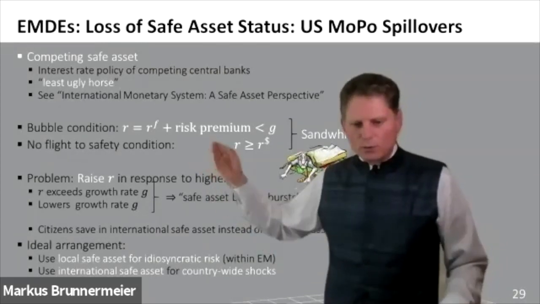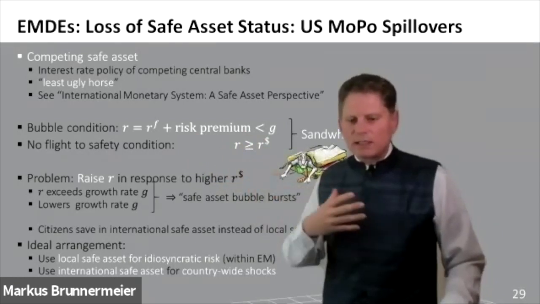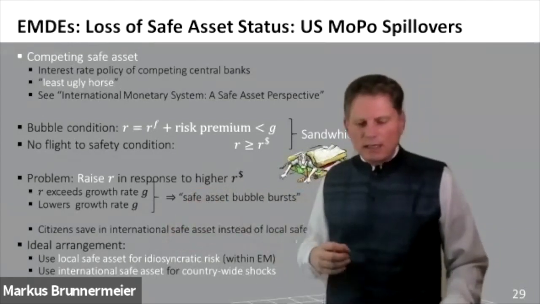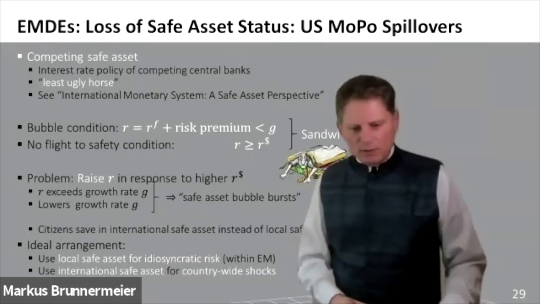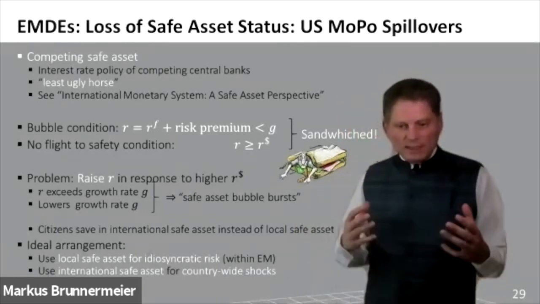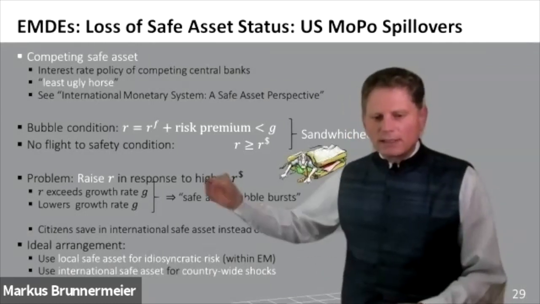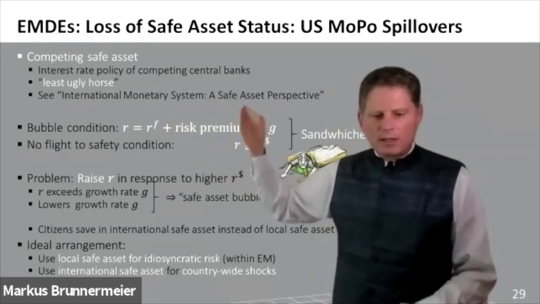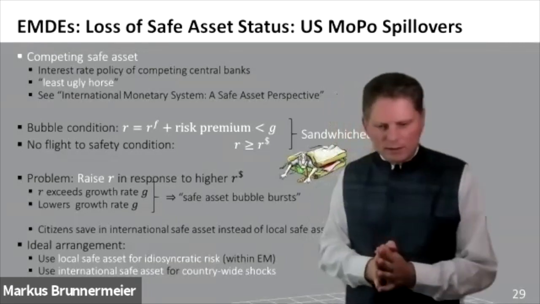And you don't know what to do if the US is raising its interest rates. And that's a nice way to see the spillovers from US monetary policy to the rest of the world in this framework, and it can be quite abrupt and lead to huge capital flows across countries. In particular, for emerging economies, that's very, very prominent. So if you want to read that, you can read this International Monetary System paper, a safe asset perspective. I've written it with Sebastian and Yuli as well.